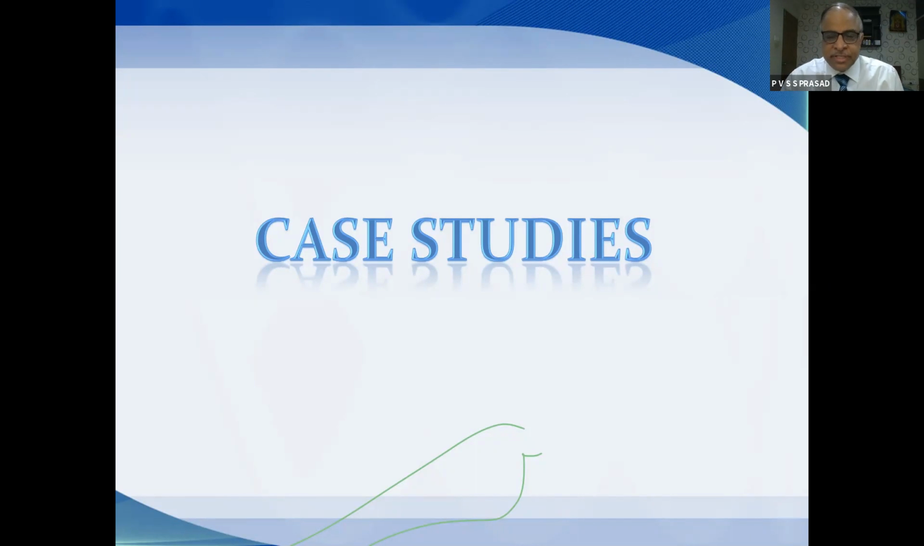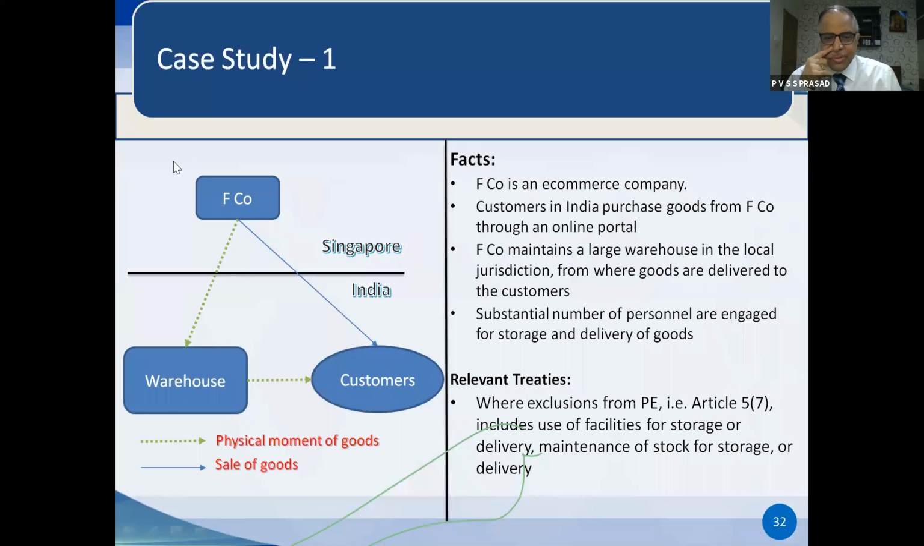So coming to case studies, I will quickly run through case studies. F Company is a Singapore company having a warehouse and customers in India. It's an e-commerce company, as you know, like Flipkart or Amazon. What is happening is the orders are getting fructified online and then delivery is happening. And as you know, Amazon, Flipkart now operate with the fulfillment centers.